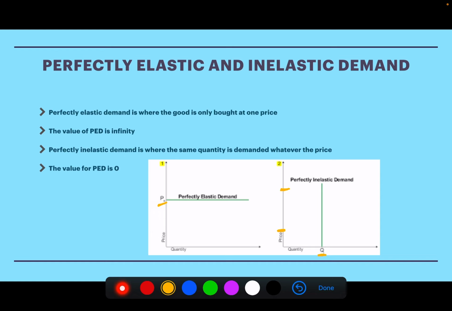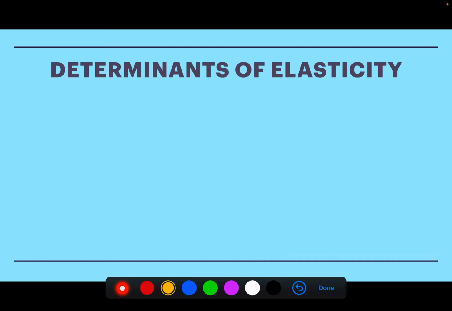And for this one, you'll get a value of PED of 0, because what we've got this time is no change in quantity demanded, so 0 on the top of the equation, and then a number on the bottom for your percentage change in price. So that would give you 0 divided by a number, which would be 0. This is something that's likely to come up in a multiple choice question. You'd never really write about it in an essay.